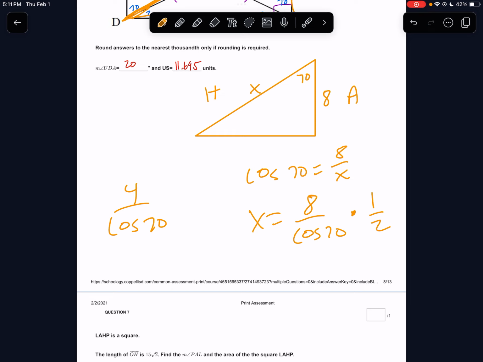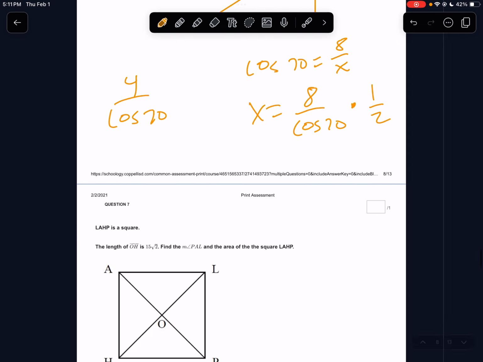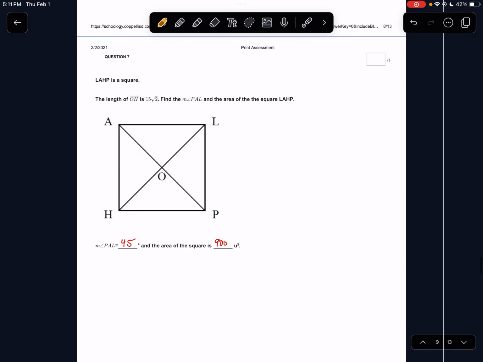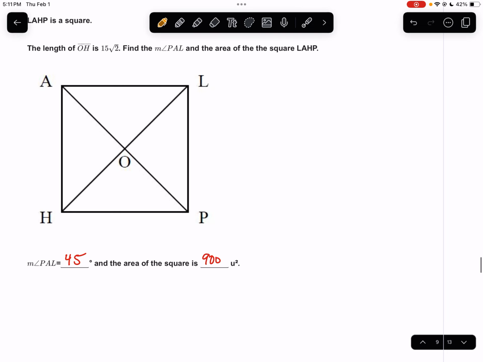But 4 over the cosine of 70 is what I'm looking for, and that's 11.695. Boom, 11.695. Got our answers. The length of O is 15 root 2. Oh man, this is a square. So if that's 15 root 2, then this is 15 root 2. That means this whole thing is 30 root 2.